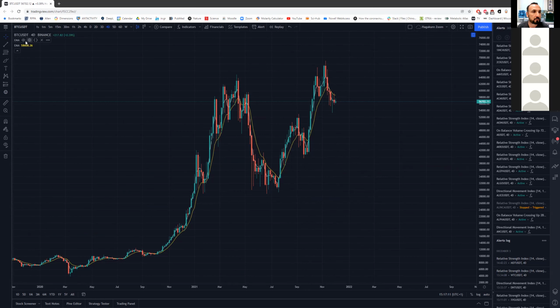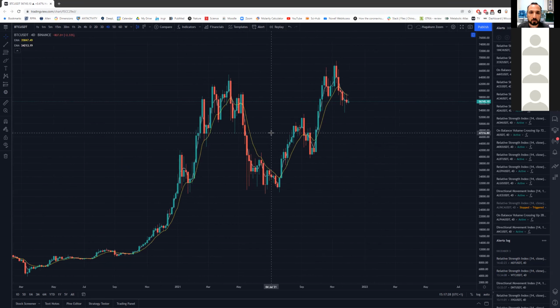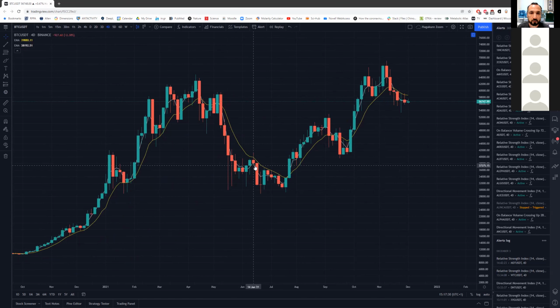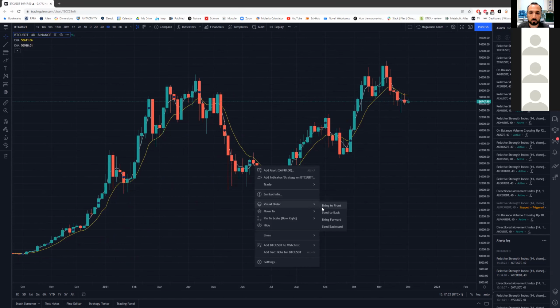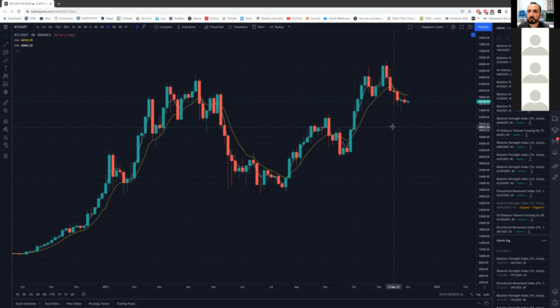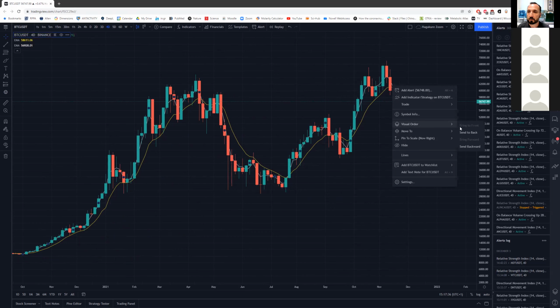the EMA, the white one, the EMA 8, should have crossed the EMA 200 not more than 10 time frames ago. You can see it better if you right click on this one, visual order, bring to front. And you can do the same for the white one, visual order, bring to front.